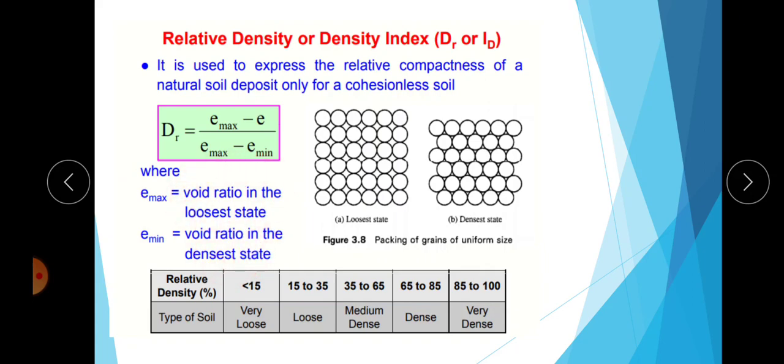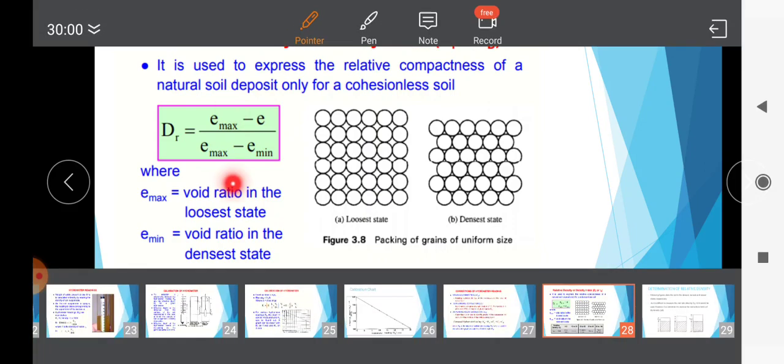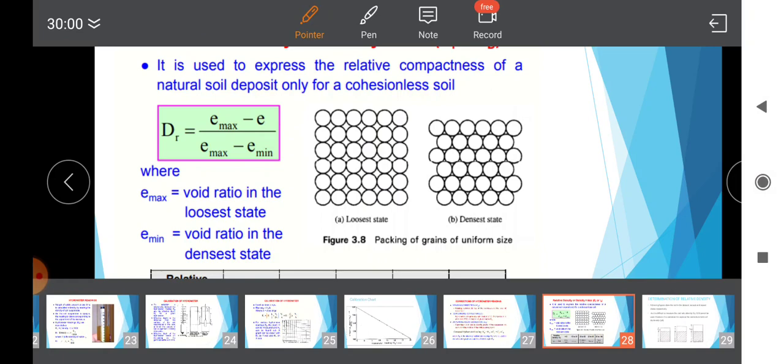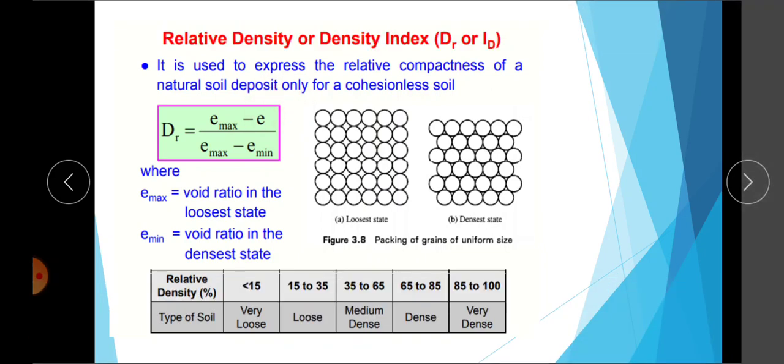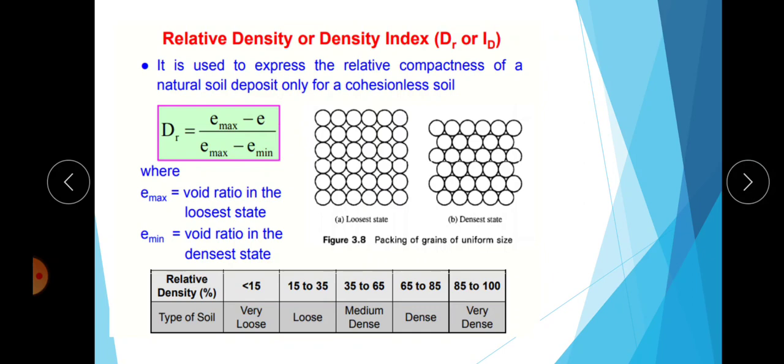And in the densest state, that is if the soil is compacted or the packing is very dense, the void ratio will be minimum. So e min is the void ratio in the densest state. That should be clear. That is, e max is the void ratio in the loosest state and e min is the void ratio in the densest state. And e is the void ratio obtained in the field in the natural state.